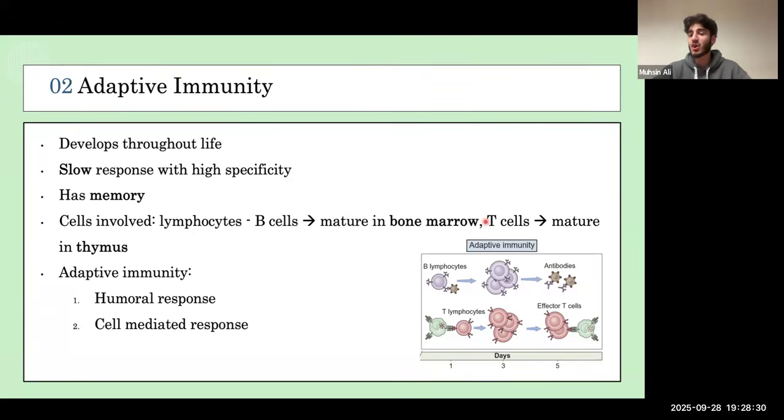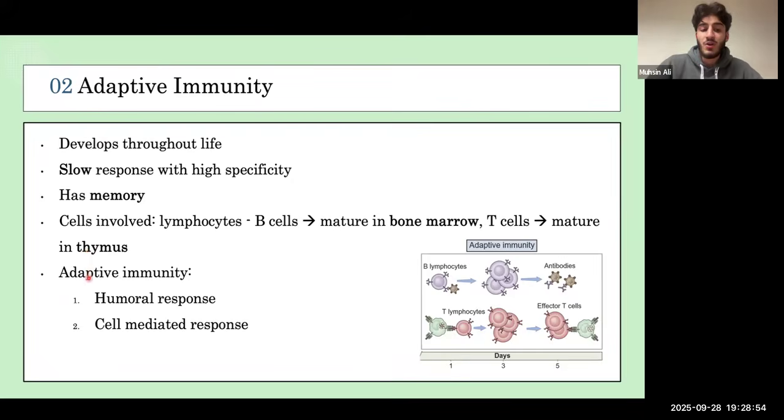The T cells are actually going to migrate to the thymus in order to mature. The reason they're called B and T cells, by the way, is because of the place of maturation. So the B cells mature in the bone marrow and the T cells mature in the thymus. But the progenitor cells that are going to eventually make these B and T cells are made inside the bone marrow. And then the T cells migrate to the thymus in order to mature.